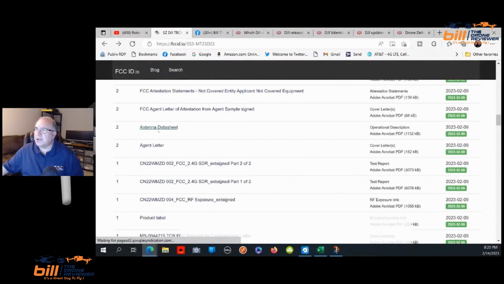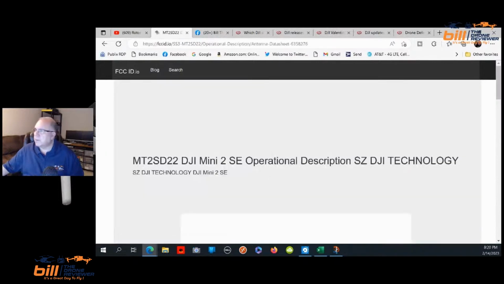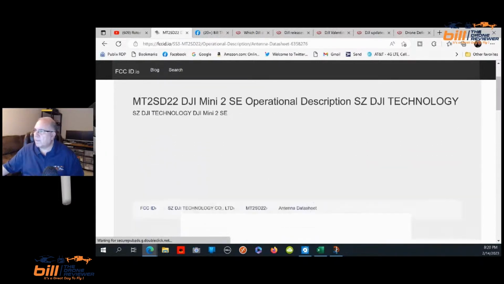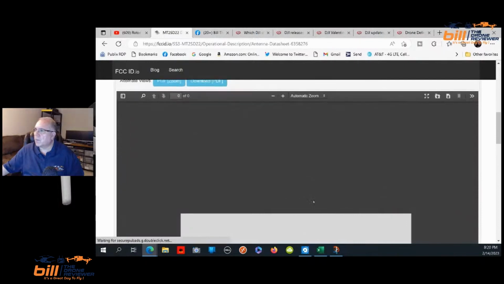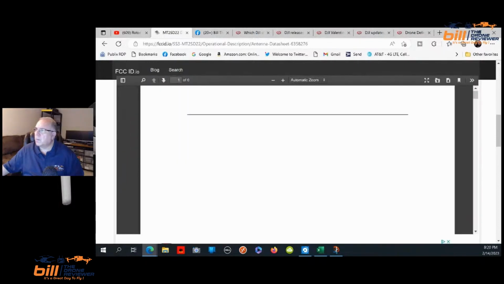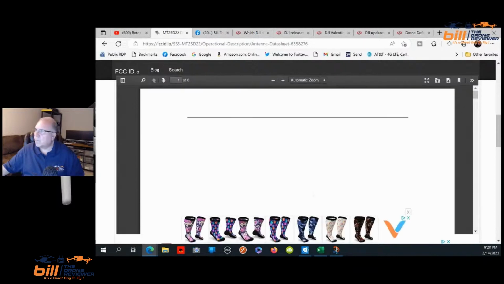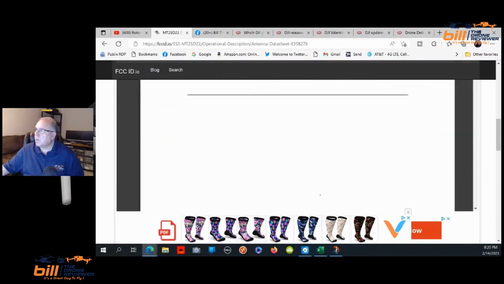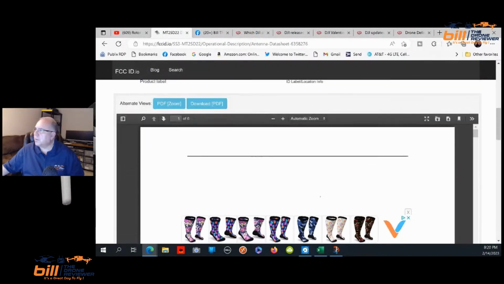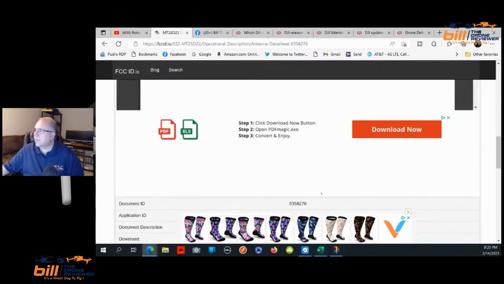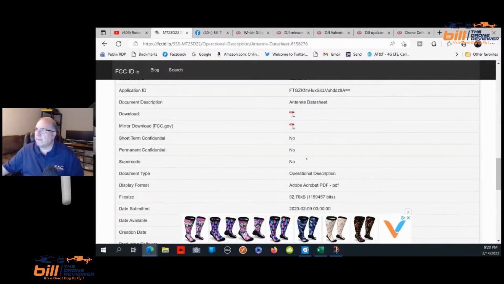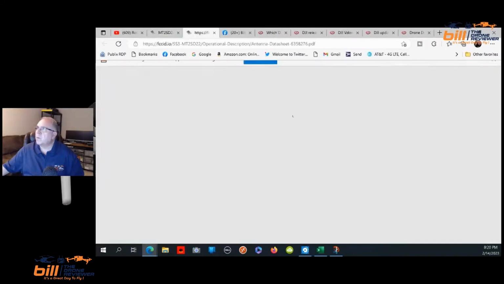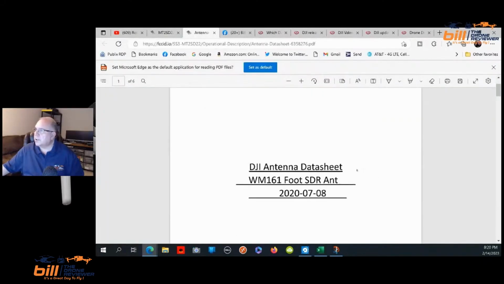Now, there's some other information here. There's an antenna data sheet. We're going to try to pull this up here. Apparently, nothing's loading on this. Okay, here it is. DJI antenna data sheet.